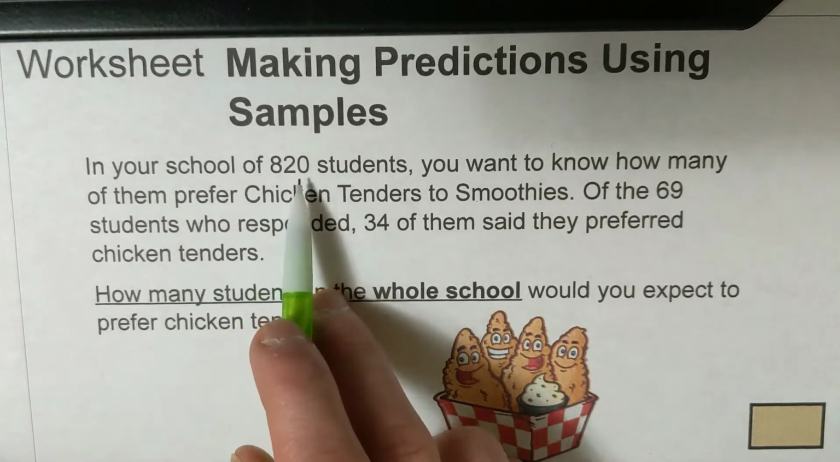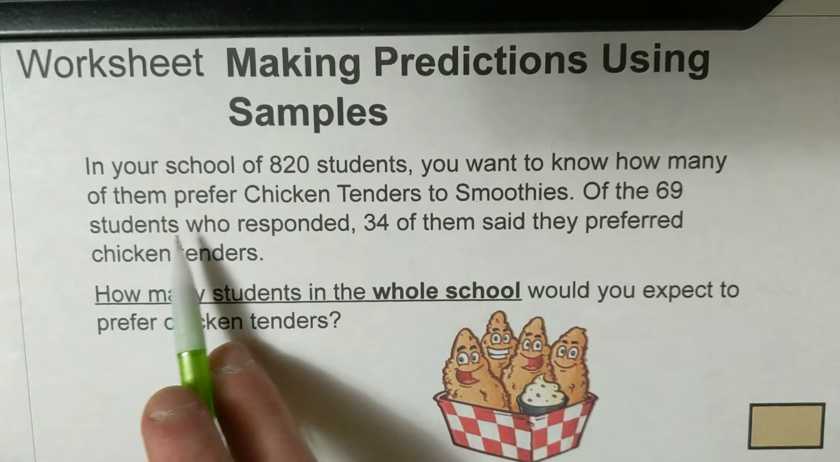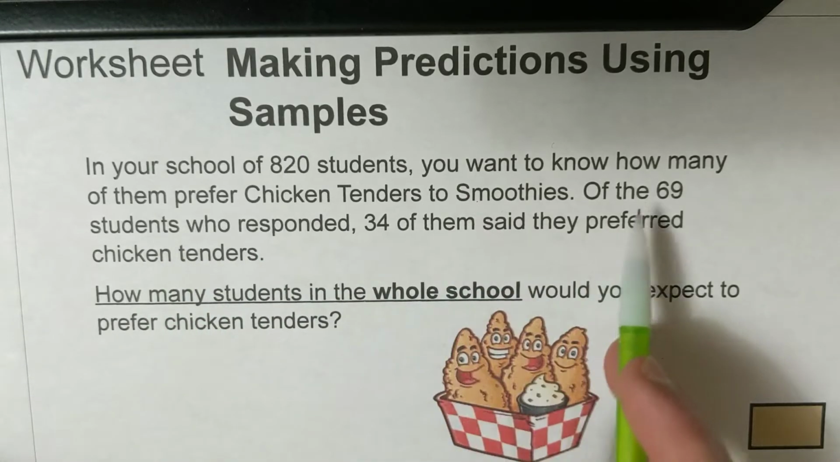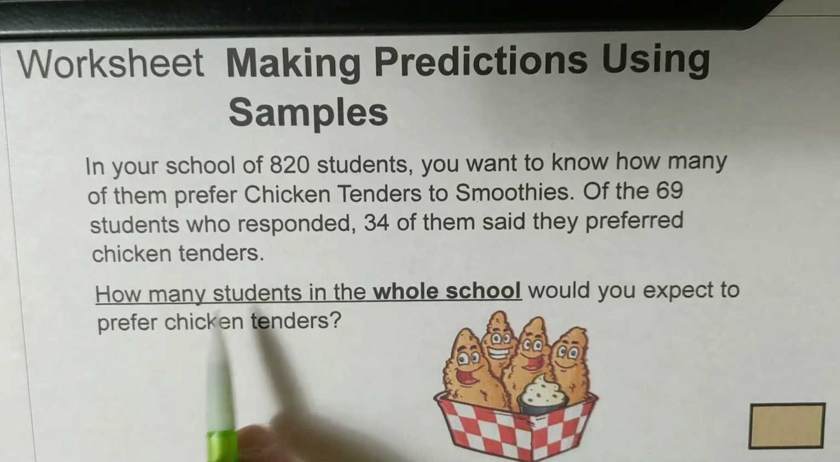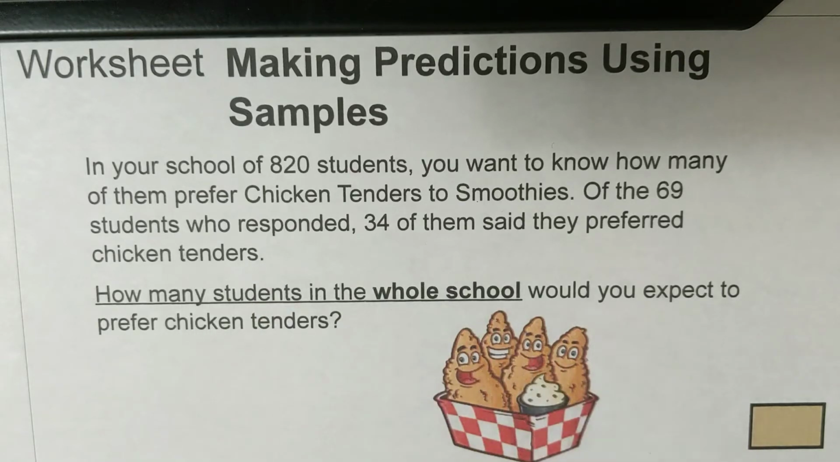So in your school of 820 students, you want to know how many of them prefer chicken tenders to smoothies. Of the 69 students who responded, 34 of them said they prefer chicken tenders. How many students in the whole school would you expect to prefer chicken tenders? So what we can do is we can use a proportion to set up this problem.